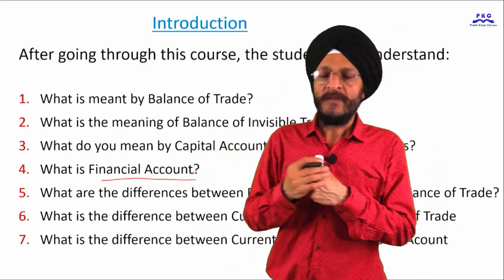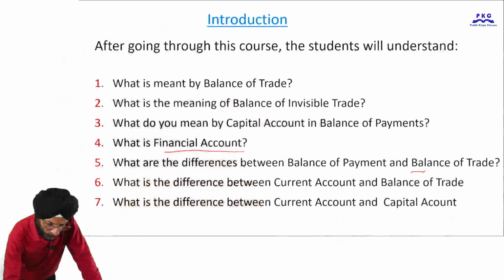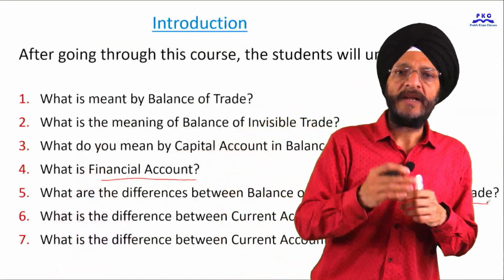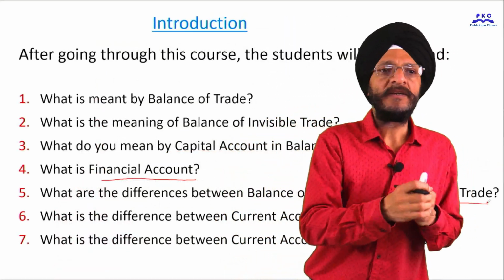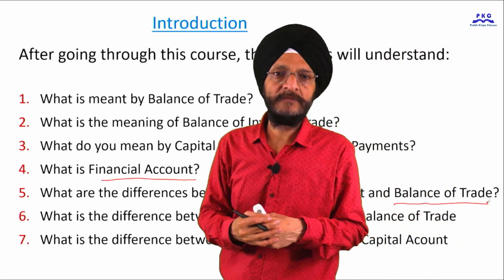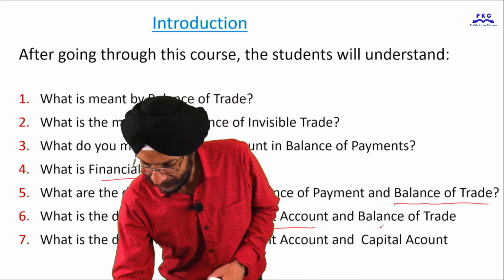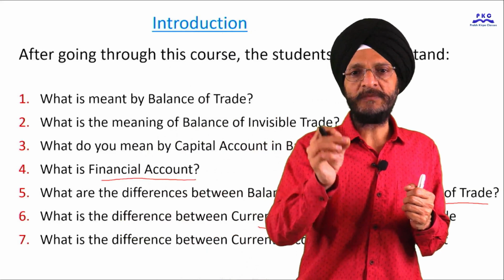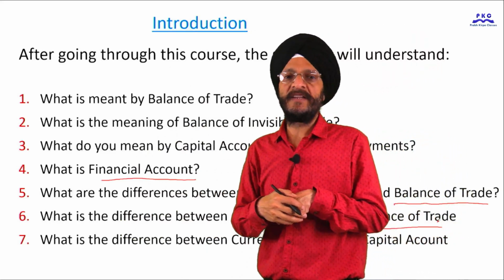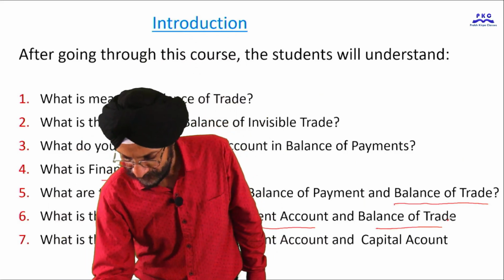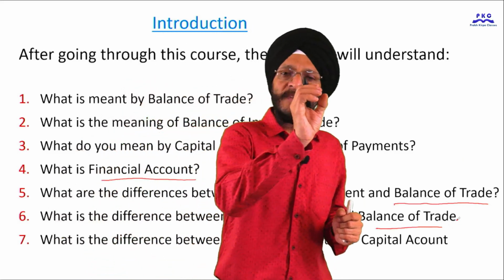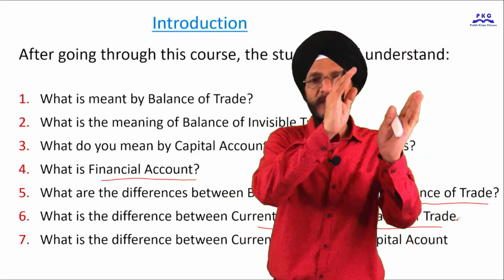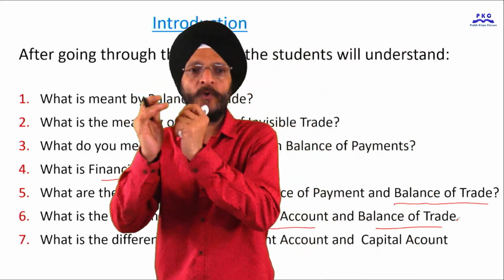And balance of trade is only one of the components of balance of payment, and balance of trade comes under the head current account. We will also understand the difference between current account and balance of trade. In the current account, we take into account visible items, invisible items, unilateral transfers and investment income, whereas balance of trade is only concerned with export and import of visible and invisible items. That is, the balance of trade is the difference between export and import.